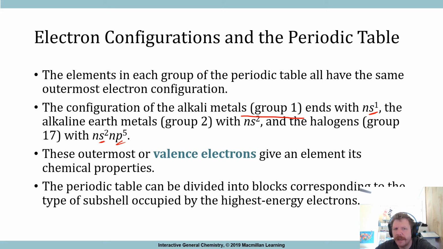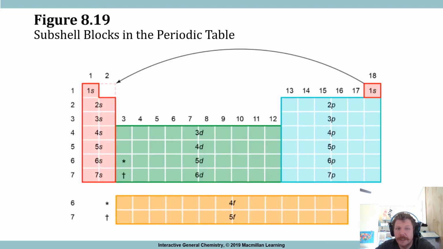These outermost, or valence, electrons give an element its chemical properties. These valence electrons are going to become pretty important in a little bit when we start talking about bonding in the next chapter. The periodic table can be divided into blocks corresponding to the type of subshell occupied by the highest energy electrons. Here is that breakdown. We've got our S block, our P block, the D block, and the F block right down there. If you use this figure when you're working on electron configurations, you're going to help yourself out quite a bit.